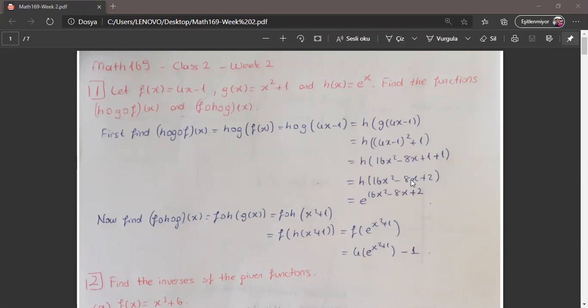So what's h of this? H is defined by e to the x. So we have e to the this polynomial, okay?